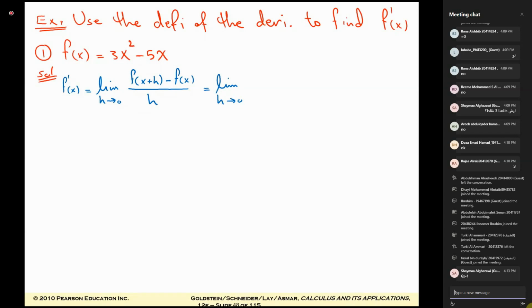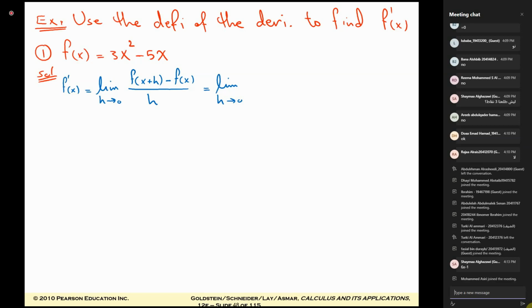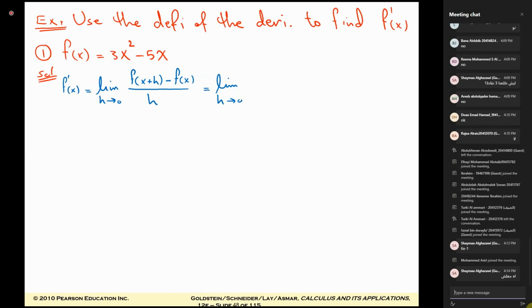6x minus 5, because 3x squared, this is equal 6x, minus 5x equal minus 5. Okay, this is the final answer, but we need to find the derivative by definition.